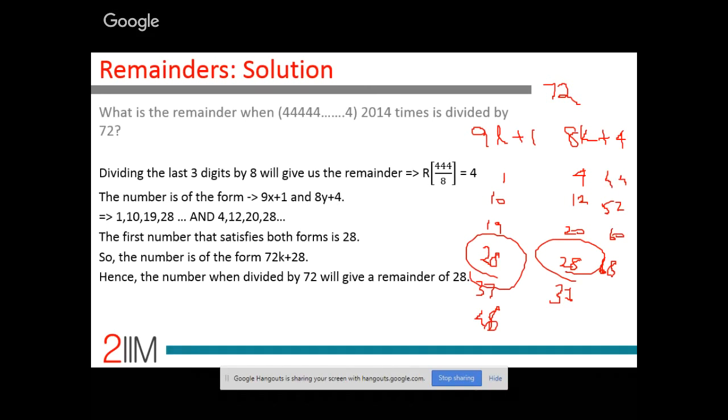And so our number is of the form 72k plus 28, or 4444, 2014 times, divided by 72 gives a remainder 28. So, yeah, sure. There will be only one number, as long as 8 and 9 are co-prime, which they are, and dividing by 72, there will be only one number. And so if you're by chance trying to use 8 and 6 to find by 48, there will be two possible answers. LCM of 8 and 6 is 24. So that will tell you, look, there's something funny happening, then you'll have to come back.